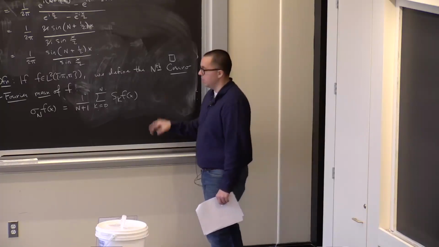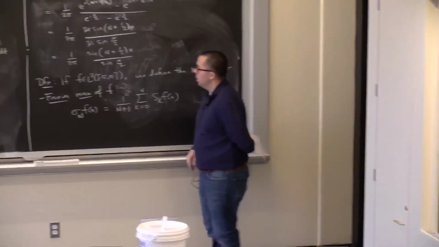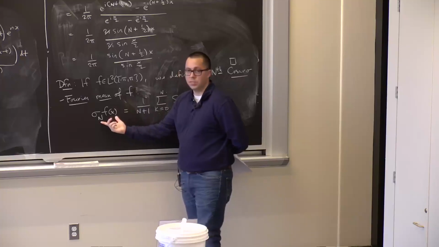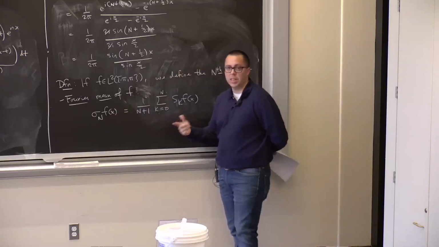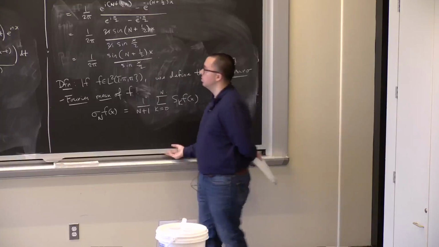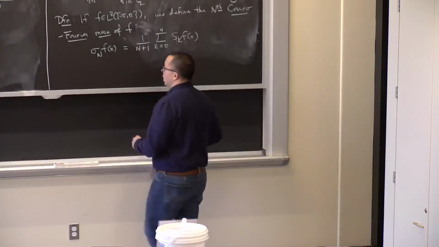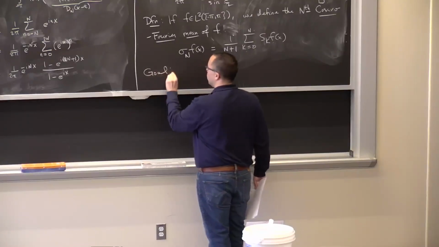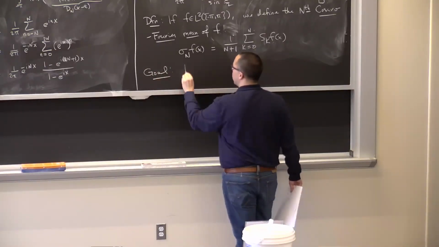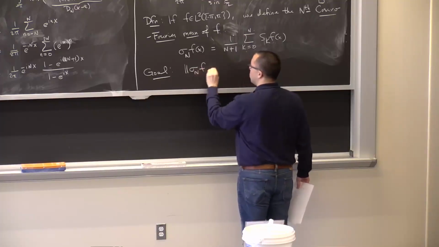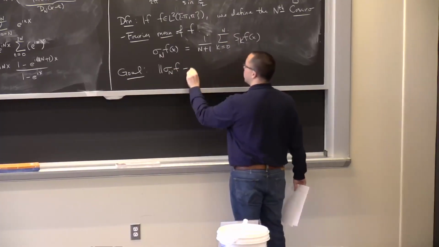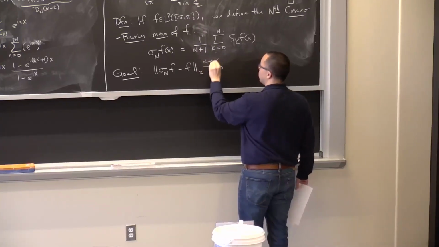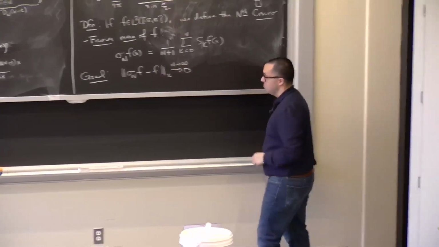Okay, that's the plan. What we're going to show is that for every f in L2, the Cesaro means converge to f in L2, meaning the limit as capital N goes to infinity. So what's the goal that we'll show? We'll show that the Cesaro-Fourier means of f converge to f in L2. Okay?